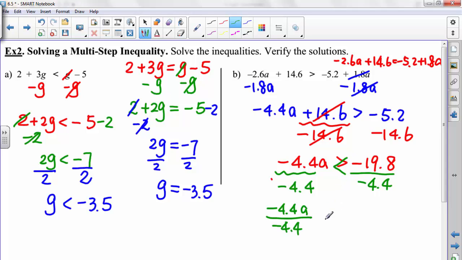Change the greater than sign to a less than sign. Negative 19.8 divided by negative 4.4. So right now, I will get positive 1a on the left side. So keep this less than sign right now. Negative 19.8 divided by negative 4.4 is 4.5. So that's how I can get to the final solution for this original inequality.